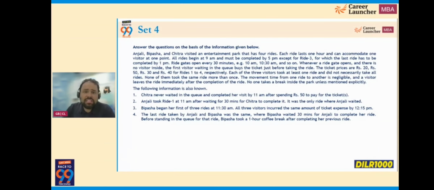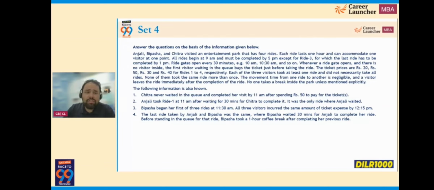ABC visited an entertainment park that has 4 rides. Each ride lasts 1 hour and can accommodate 1 visitor at one point. All rides begin at 9 AM and must be completed by 5 PM, except for ride C, for which the last ride has to be completed by 1 PM. Ride gates open every 30 minutes, for example 10 AM, 10:30 and so on. Whenever a ride gate opens and there is no visitor inside, the first visitor waiting in the queue buys the ticket just before taking the ride. The ticket prices are rupees 20, 50, 30, 40 for rides 1 to 4 respectively.